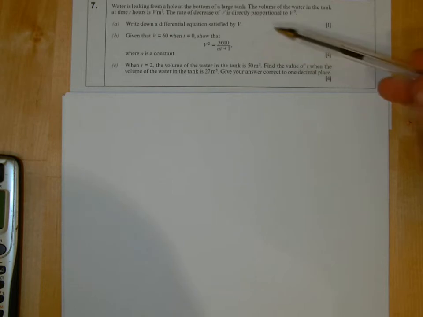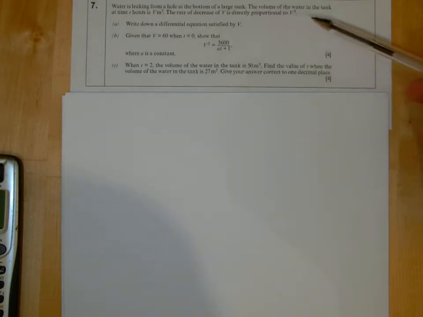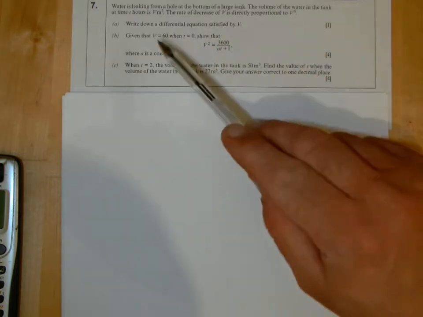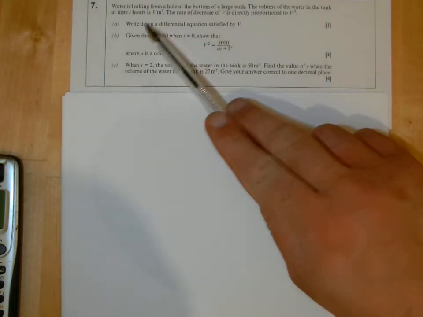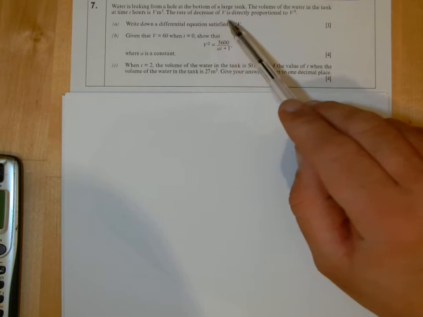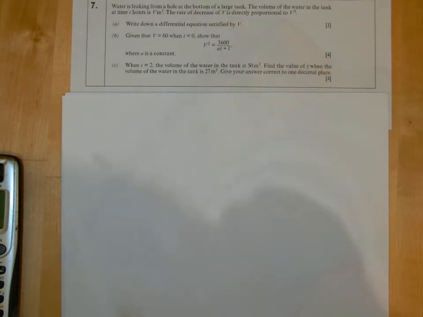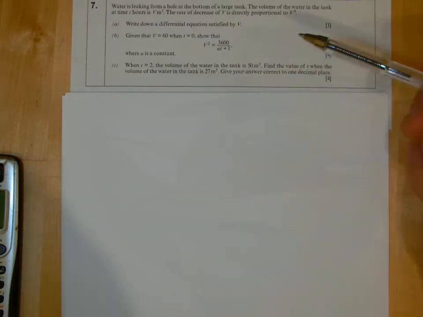So water is leaking from a hole at the bottom of a large tank. The volume of water in the tank is V at time t. Now the rate of decrease of V is directly proportional to V cubed. So of course V is going to decrease, isn't it? Because there's this hole there, so the volume's going to go down, right?